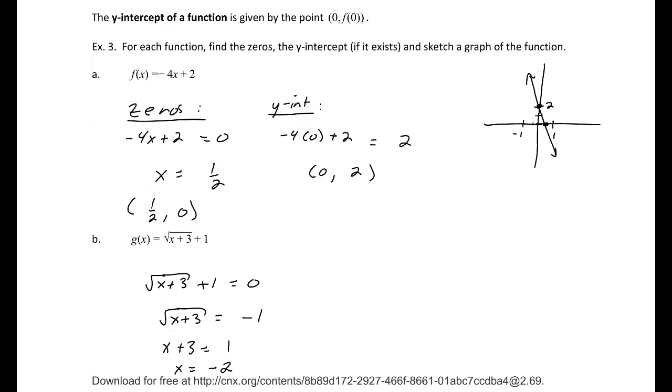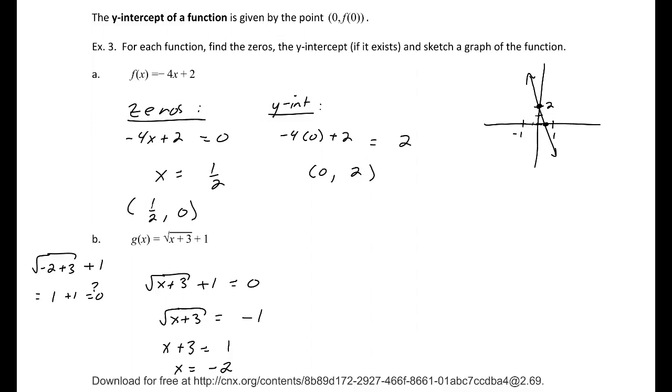Now I'm going to plug that back in to make sure that this works. If I evaluate my function, negative 2 plus 3 plus 1, this ought to come out to be 0, because that's what we set it equal to. That would be the square root of 1, or 1 plus 1 equals 0, and that is not true. So there's actually not an x-intercept.